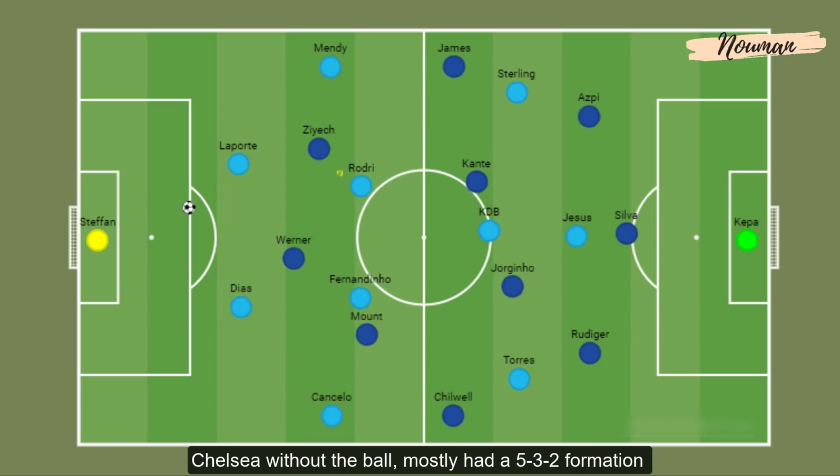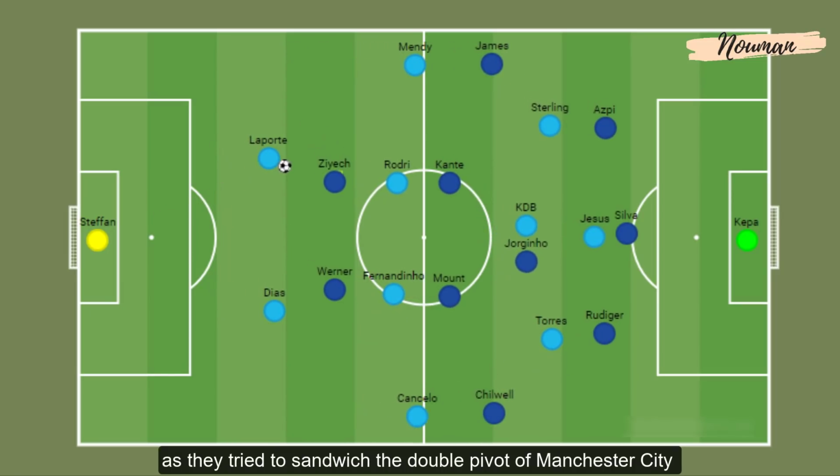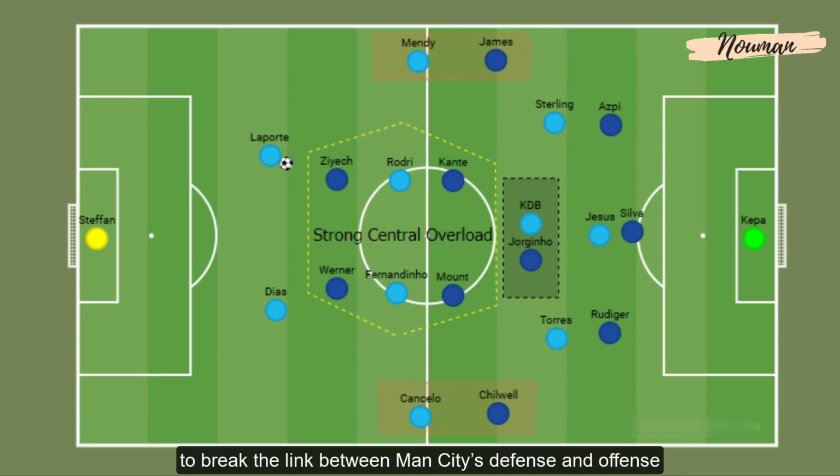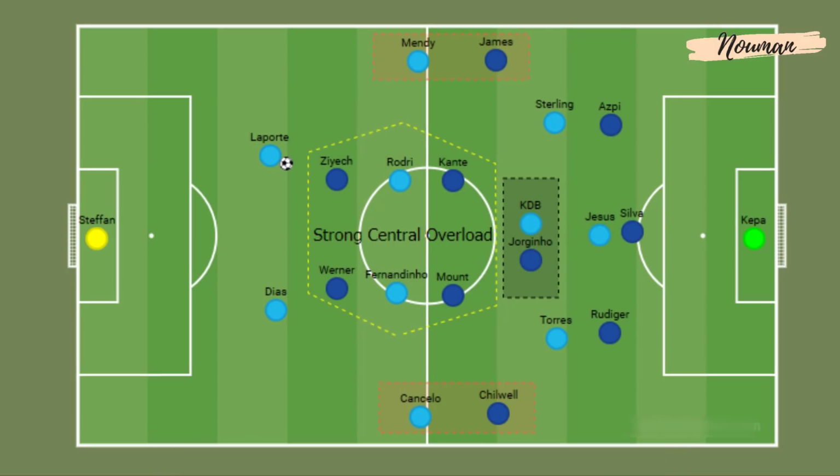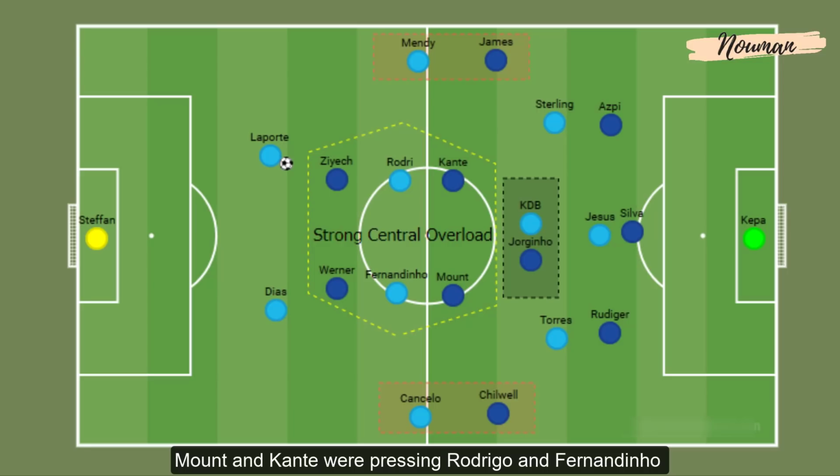Chelsea without the ball mostly had a 5-3-2 formation, as they tried to sandwich the double pivot of Manchester City to break the link between Manchester City's defense and offense. Mason Mount and N'Golo Kante were pressing Rodrigo and Fernandinho, while Hakim Ziyech and Timo Werner were trying to cut the passing lanes to Rodrigo and Fernandinho from the front. Jorginho was playing in between the lines as he was trying to keep track of De Bruyne's runs.